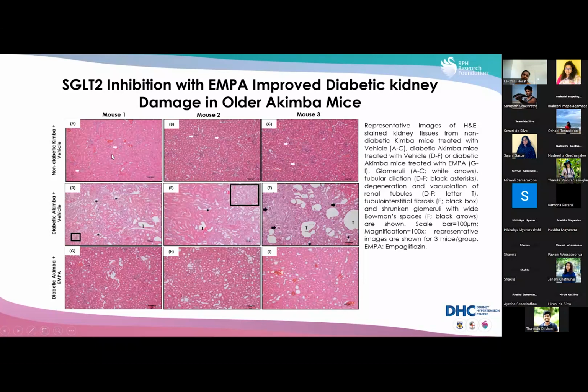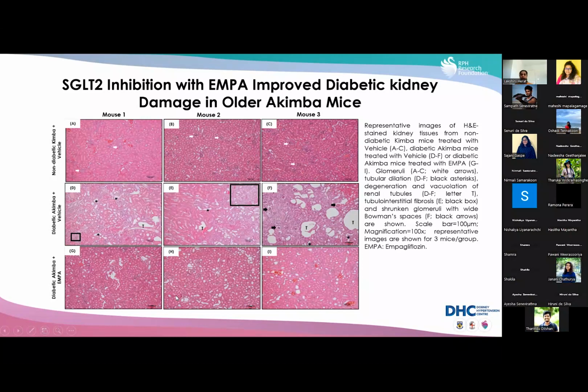The top panel is the non-diabetic Akimba mice, and the middle panel is the diabetic Akimba mice treated with vehicle, which shows dilated tubules indicated by the T symbol, and the box shows the presence of renal fibrosis, and these figures have been taken from individual mice. So with the treatment of EMPA, as you can see in the lower panel, this renal phenotype associated with diabetes was considerably improved.